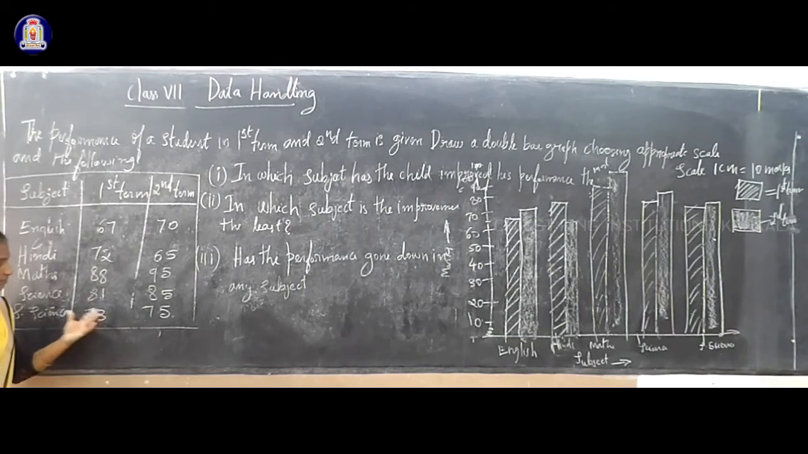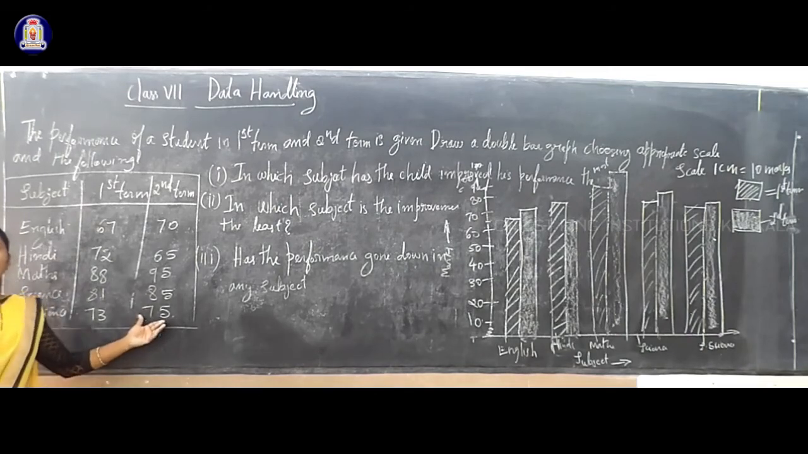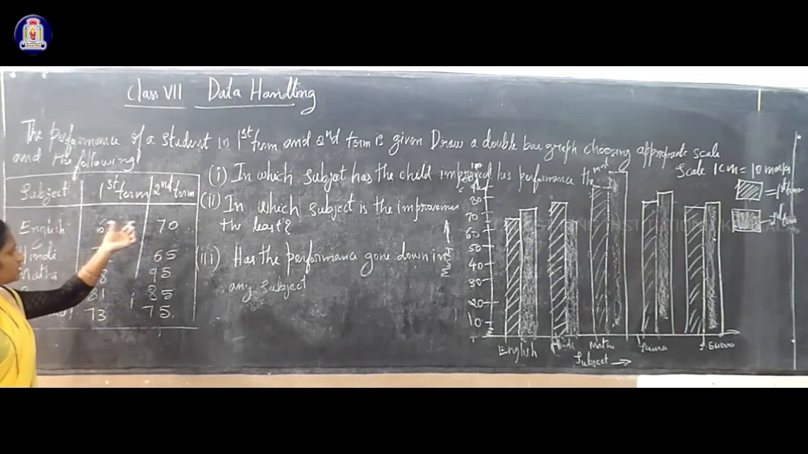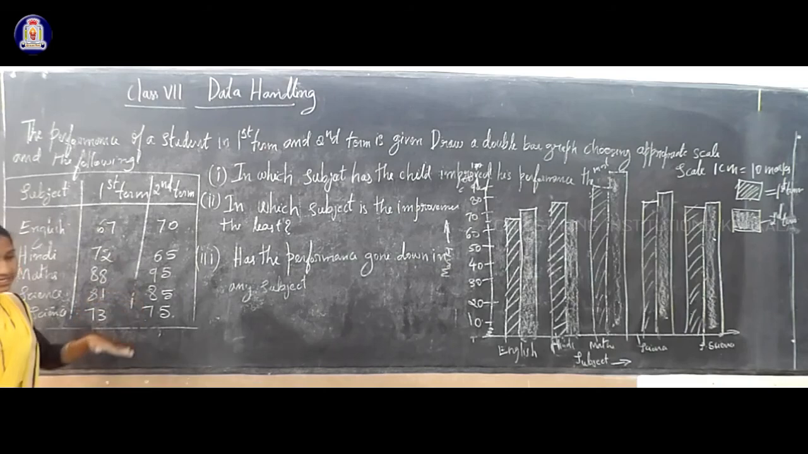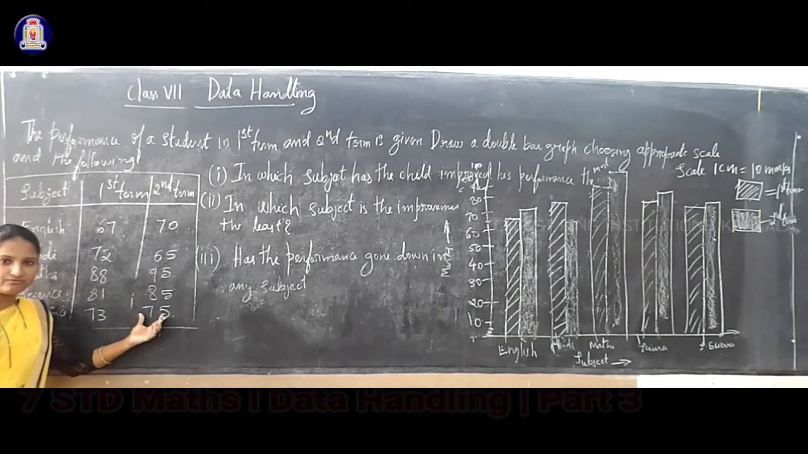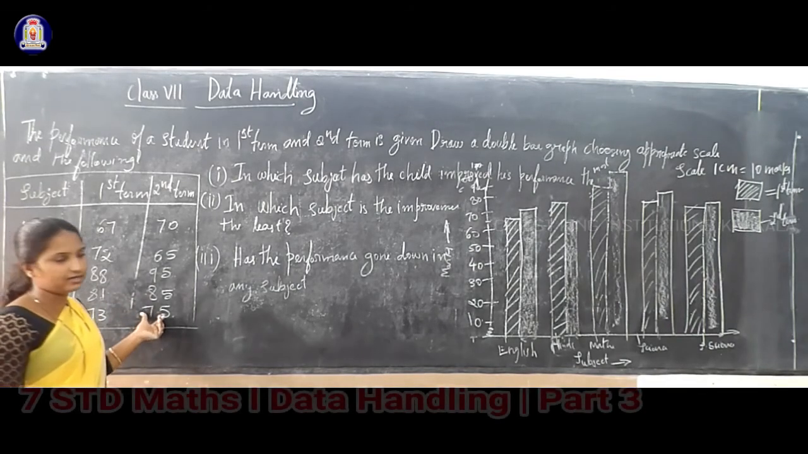In the first term he scored 73 marks, and in the second term he scored 75. That means only 2 marks are increased in second term. But in the other subject, 67 to 70 means 3 marks increased. 70 to 65 is totally decreased, correct? 72 to 65, that is in Hindi. The marks is decreased, but in maths increased.